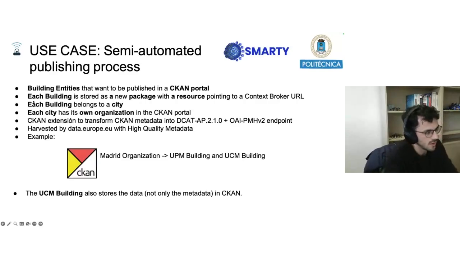So as I said, each building is going to belong to a city, and each city is going to have its own organization inside our CKAN portal. And once you have the data, or in this case the metadata, in the CKAN portal, we have implemented this CKAN extension that transforms the CKAN metadata into DCAT-AP 2.1.0. And also we have this OAI-PMH protocol that has been served to data.europa.eu to be integrated in the data portal.